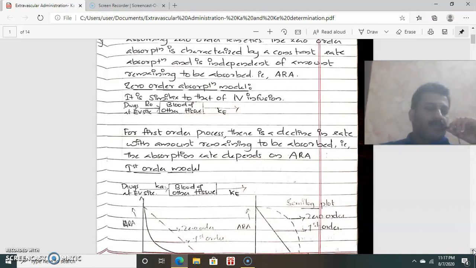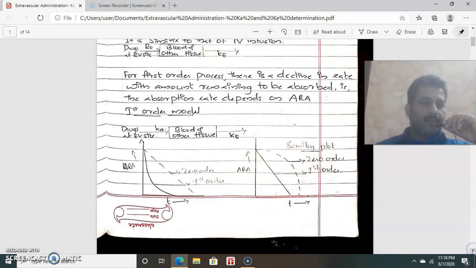First order absorption process means there is a decline in rate with amount remaining to be absorbed. That is, the absorption rate depends on the amount remaining to be absorbed at the absorption site. Okay. So for the model, the only difference is in the above one, it is drug at extravascular site and R0, that's the rate of infusion.